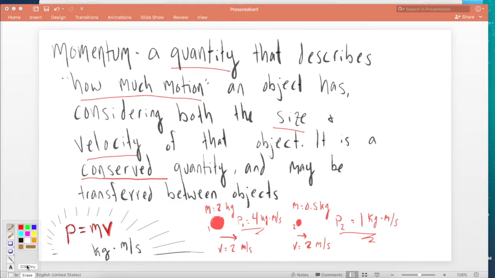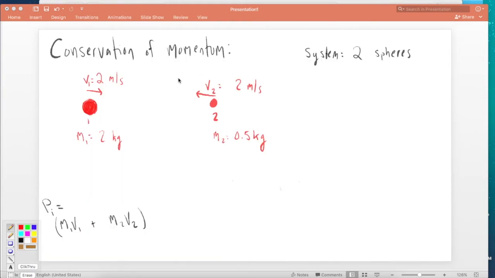Okay, so here I have an example of conservation of momentum using the exact same ideas earlier. Here we have two, this time I'm calling them spheres. So our system, what we're studying is very simply two spheres flying. For simplicity's sake, let's just imagine they're flying through empty space.